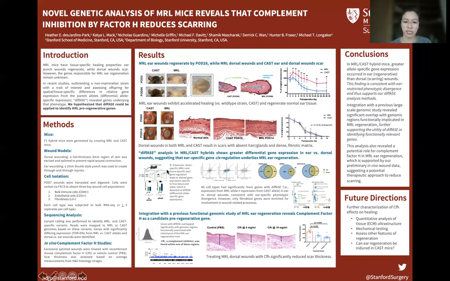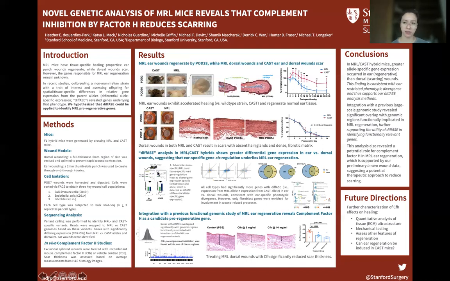And you can see that depicted here: this gene, the MRL version is in blue, the cast allele is in green, and you're specifically seeing increased expression just from the MRL allele, so not from the cast allele, and just in the ear, not in the dorsum.